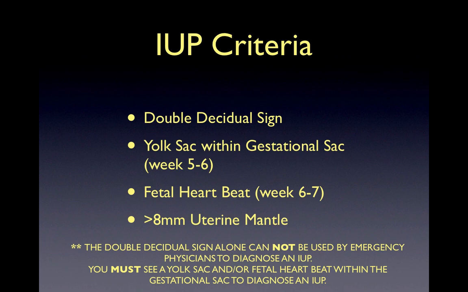When an IUP cannot be confirmed via transabdominal ultrasound, a transvaginal ultrasound is in order. The following slides will illustrate each of the following IUP criteria: the double decidual sign, yolk sac, fetal heartbeat, and uterine mantle over 8 millimeters. The yolk sac and fetal heartbeat are most important to recognize.